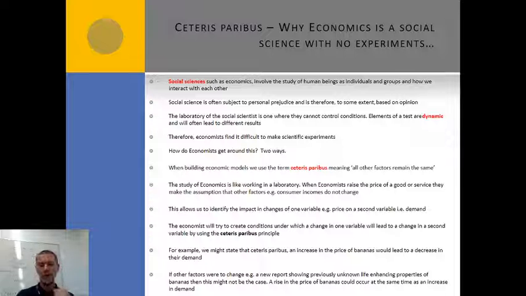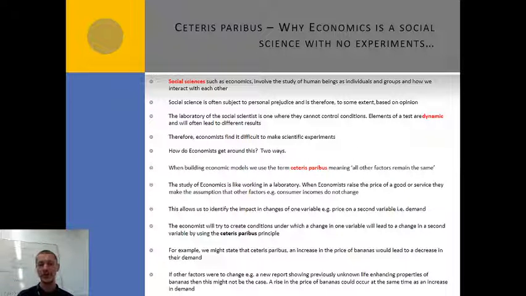For example, when economists raise the price of a good or service, they assume that all other factors remain the same. For example, we've shut the door of the laboratory, we're doing an experiment looking at the price of a good, and our conditions state that when prices go up, consumer incomes will not change. Prices have gone up, but ceteris paribus, everything else remains the same. Consumer incomes are the same, nobody's had a pay rise, so that rise in the price of the good is going to affect everybody within the country.